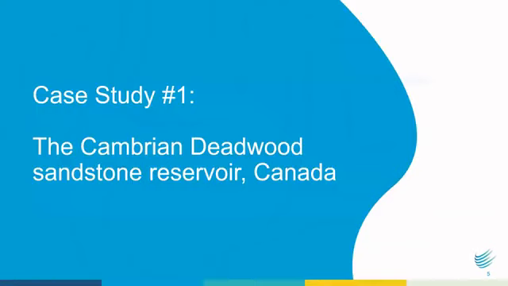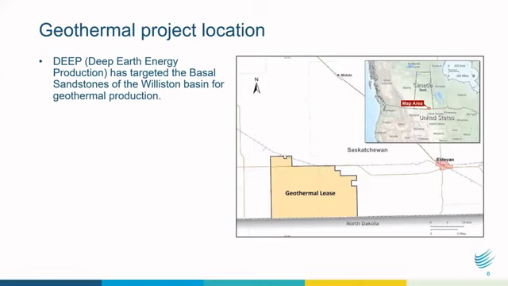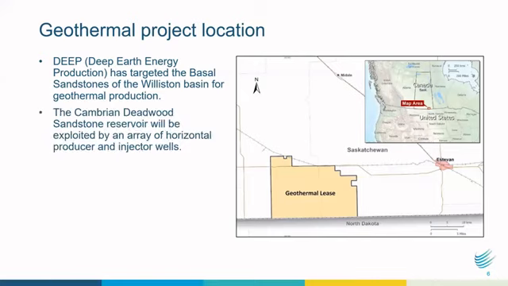Let's now start with case studies. We first consider the Cambrian Deadwood Sandstone Reservoir, Canada. This is a geothermal project, and DEEP, Deep Earth Energy Production Corporation, has targeted the basal sandstones of the Williston Basin for geothermal production. The project is located just north of the border with North Dakota, so it's a boundary between Canada and the United States. The Cambrian Deadwood Sandstone Reservoir will be exploited by an array of horizontal producer and injector wells.